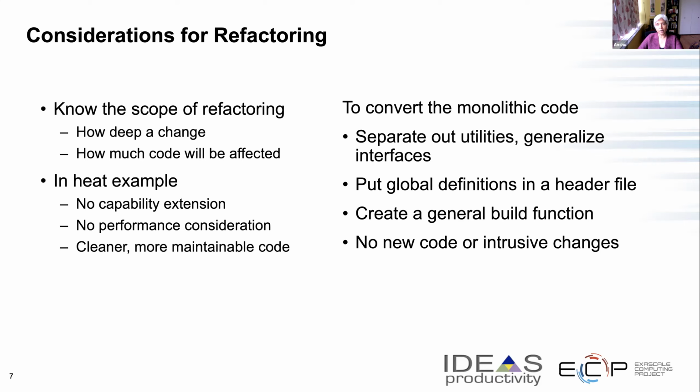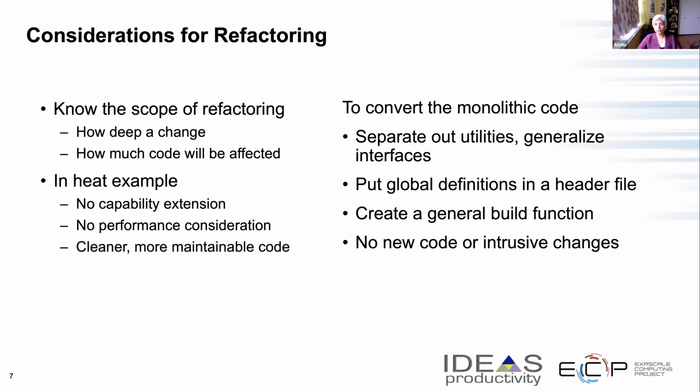So again, we go back to looking at the heat example. The reason why we were refactoring is that there was no capability. So what is the scope? We are not doing any capability extension. We do not have any performance considerations. We just want a cleaner and more maintainable code. Those are our objectives in that particular example of refactoring.